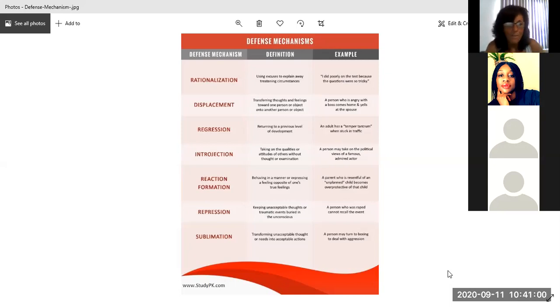That's displacement. Regression. Regression is a really strong defense mechanism with children, where they will actually regress or go back to a different level of development. So, a kid that's already potty trained and there's a stressful thing that happens and suddenly they are no longer potty trained. They're having accidents left and right, right? Or adults, they give you the example, an adult has a temper tantrum, road rage, they're stuck in traffic.